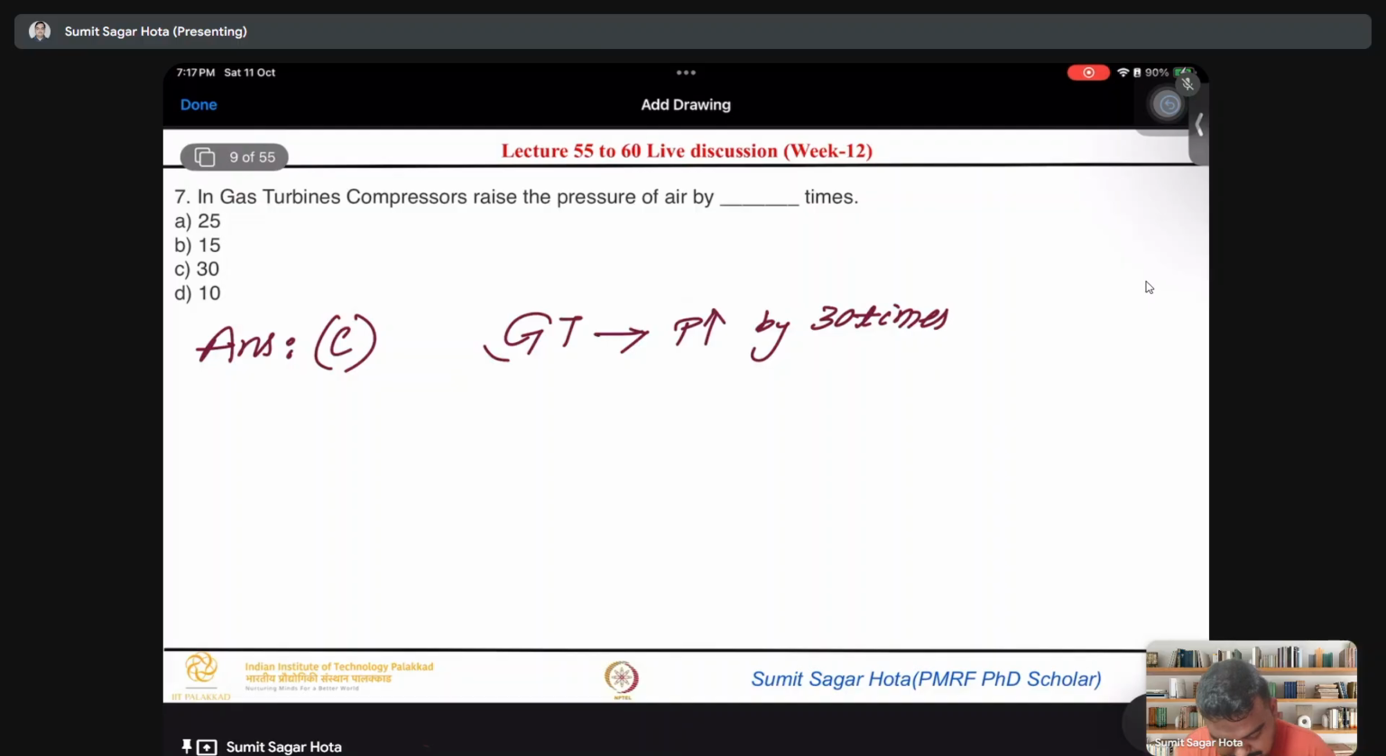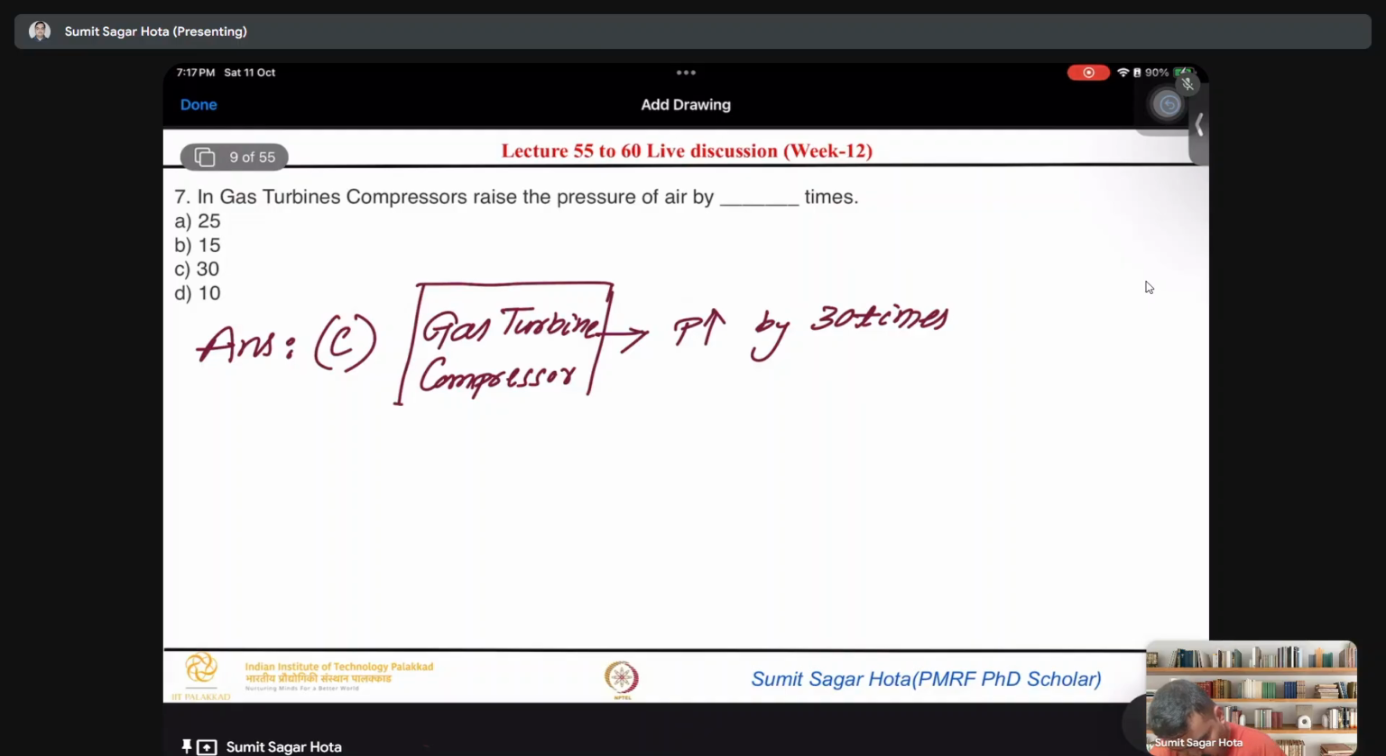The gas turbine pressure rise is by what? 30 times. In the gas turbine compressor, the pressure rise is nearly 30 times.